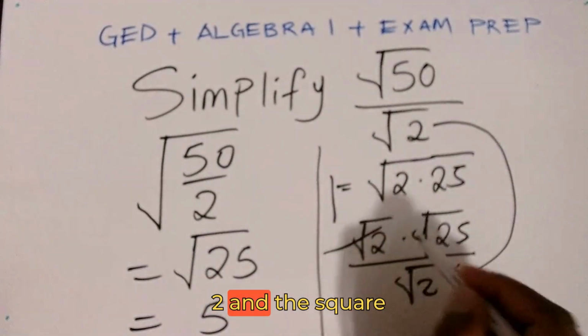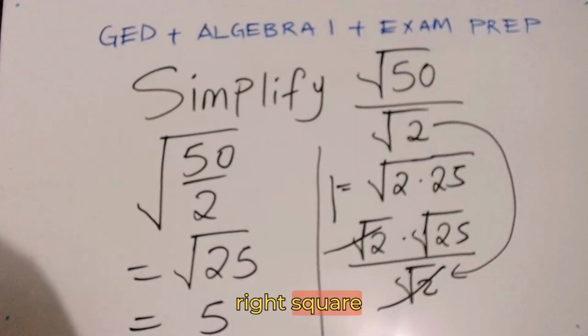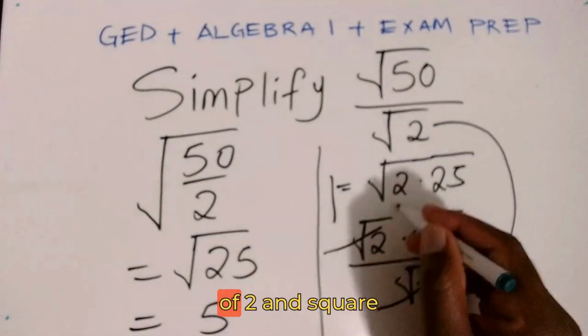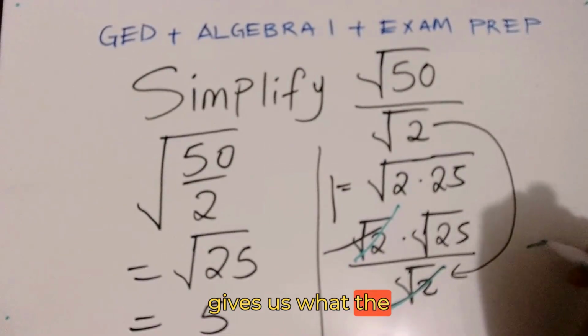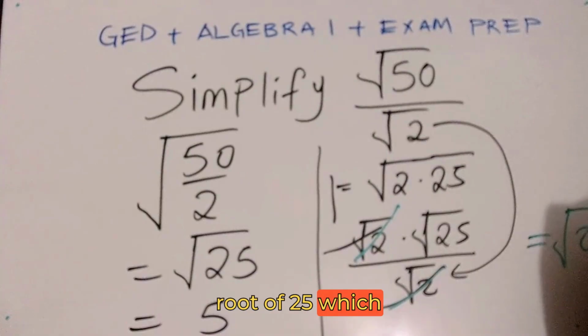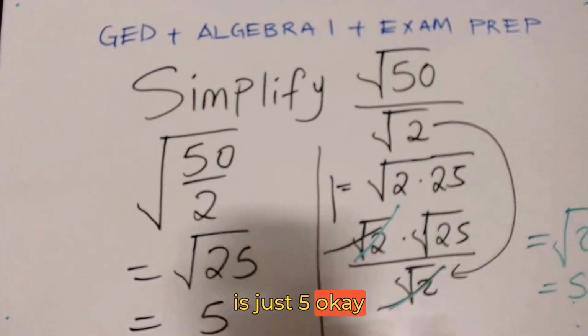But the square root of 2 and the square root of 2 cancel, right? Square root of 2 and square root of 2 cancel. And this gives us what? The square root of 25, which is just 5.